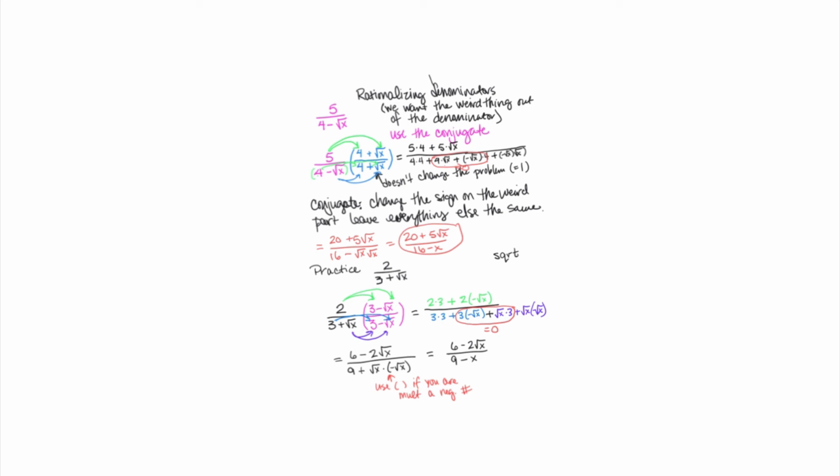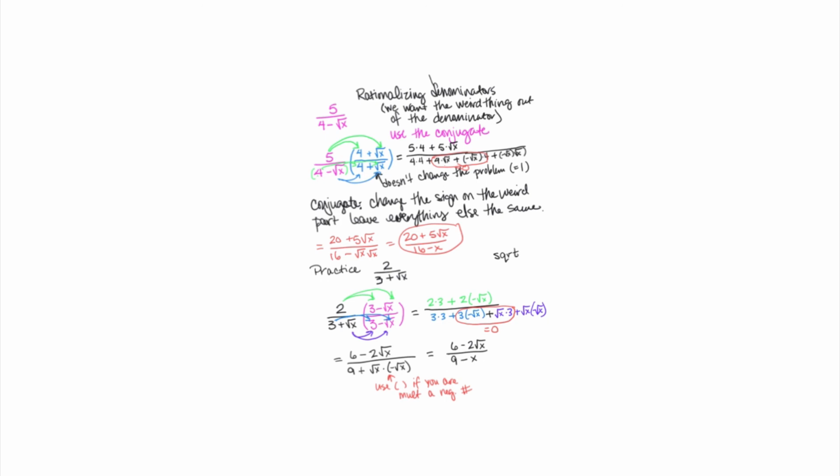And again, we're just multiplying, doing all those arrows of multiplication. The middle terms in the bottom, again, add up to 0. And we're left with something that has no square roots in the bottom of the fraction, which was our goal.